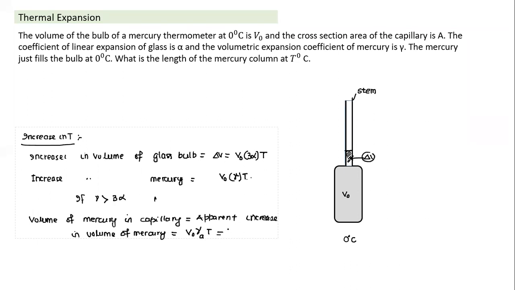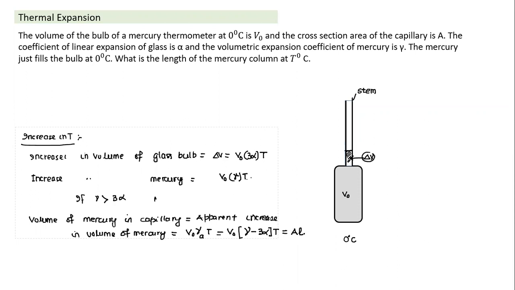And that's why we use, again, I'm reading this: what is this apparent volumetric expansion? It is gamma of the liquid, which is mercury here, minus gamma of the container material, which is 3 alpha here. So this is the increase in volume. This is the volume it will occupy, and this volume has to be equal to the area of cross section of the capillary tube times the length of the mercury column.